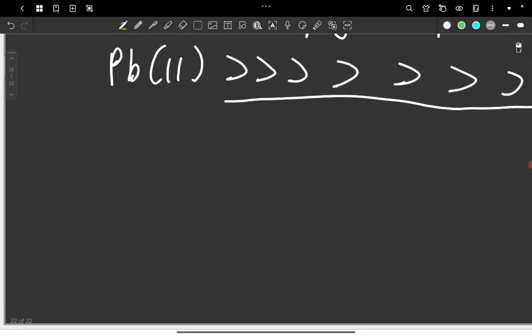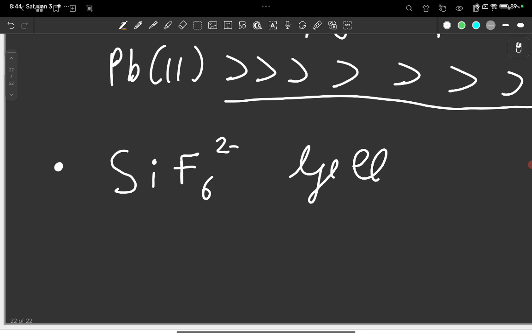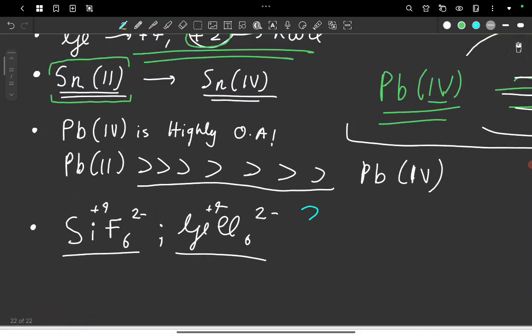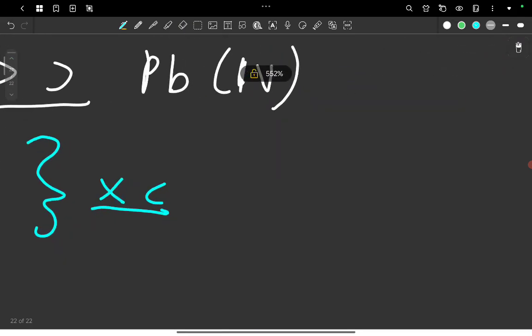Now, one more point the NCERT mentions, but I don't find it really interesting. But just remember it. Compounds like SiF6 2 minus or GeCl6 2 minus can exist where the covalency of the central atom is 6 and they hold a plus 4 oxidation state. But these compounds are out of reach of our dear carbon. Why so? Because carbon cannot expand its octet thanks to having no d orbital.